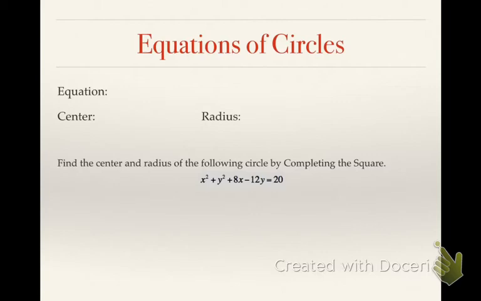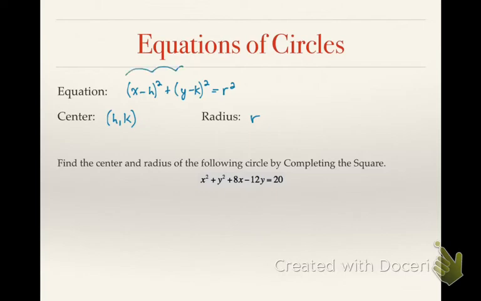Equations of circles can be represented in various ways. The easiest way that we can graph them and find things about them is in what's called center-radius form. That is when you have a center of (h, k) and a radius of r, the equation is (x minus h) squared plus (y minus k) squared is equal to r squared.